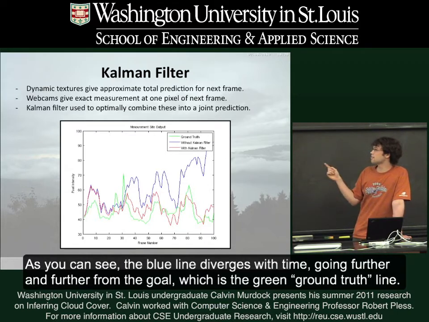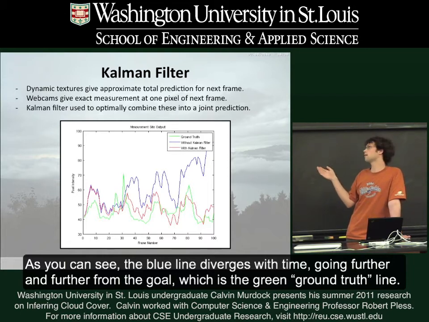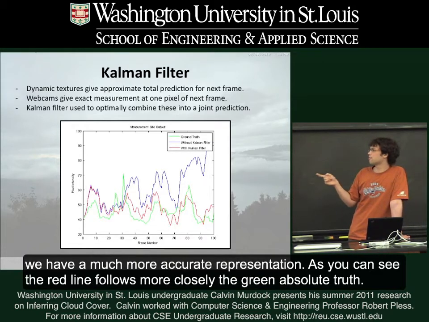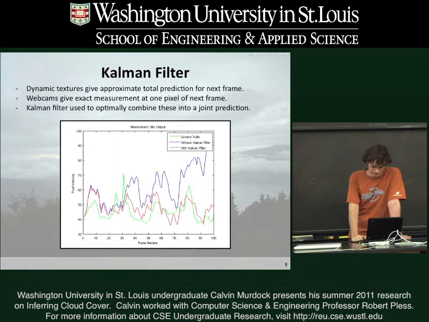And as you can see, the blue line diverges continuously with time, and it becomes more and more off from the goal, which is the green ground truth line. But when we combine the information from the webcams and the dynamic texture model, we have a much more accurate representation because, as you can see, the red line follows more closely with the green absolute truth.